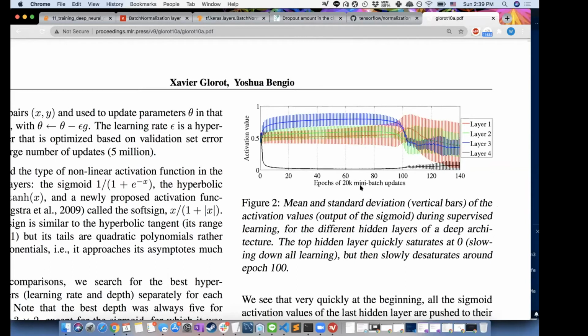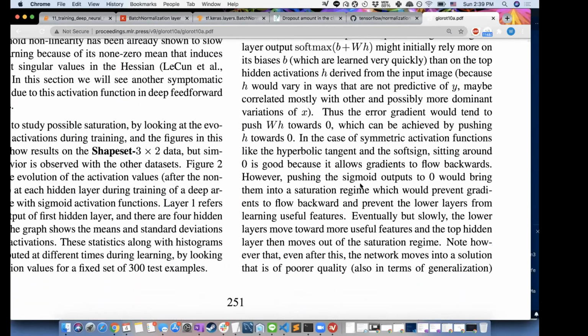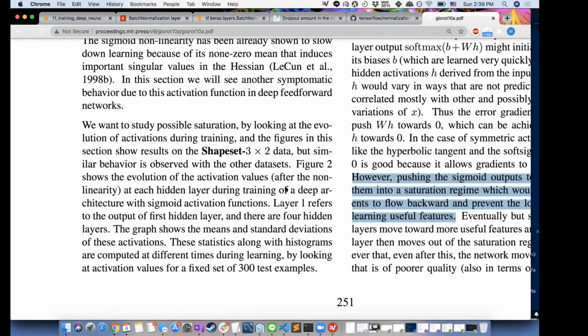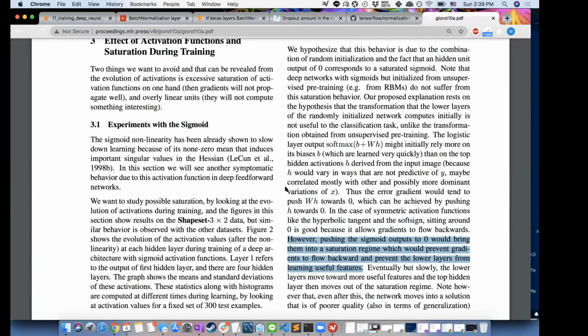It also mentions what they found, basically here. Pushing the sigmoid outputs to 0 would bring them into the saturation regime, which would prevent gradients from flowing backward and prevent the lower layers from learning useful features. And I mentioned sigmoid is not good because it has non-zero means.